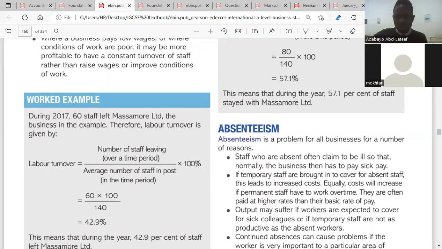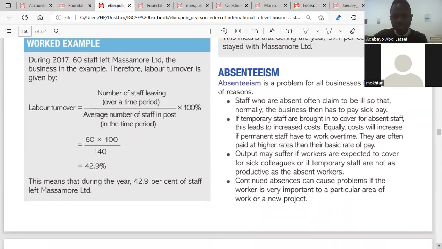So immediately we go into the consequences of absenteeism. Here they said, absenteeism is a problem for all businesses for a number of reasons. So what are the consequences of absenteeism? Number one, businesses may have to pay sick pay. That means when workers are absent and they claim that they are sick, businesses have to pay them for the sickness because they have been treated and businesses have to pay for that.